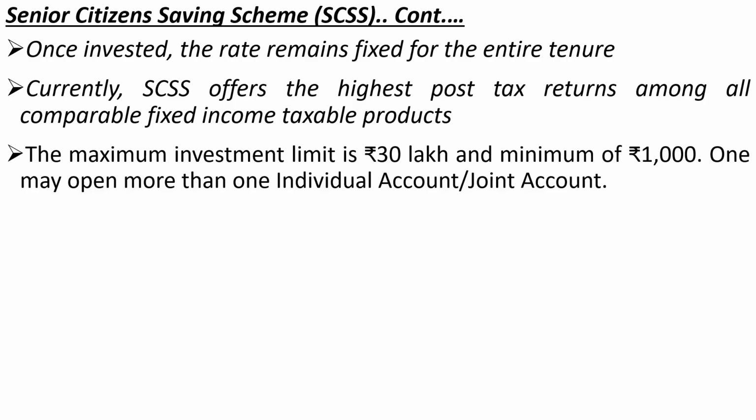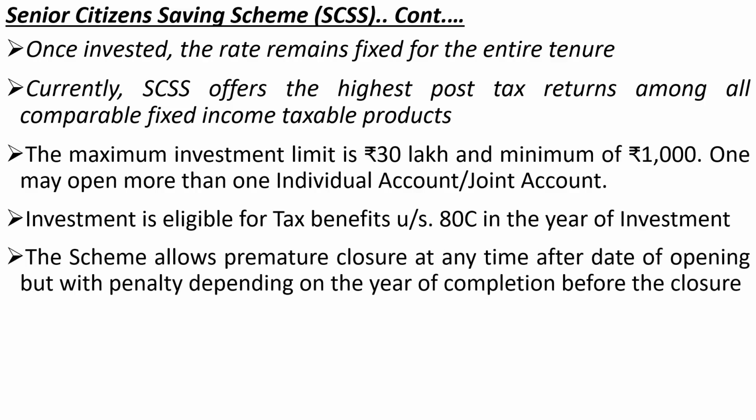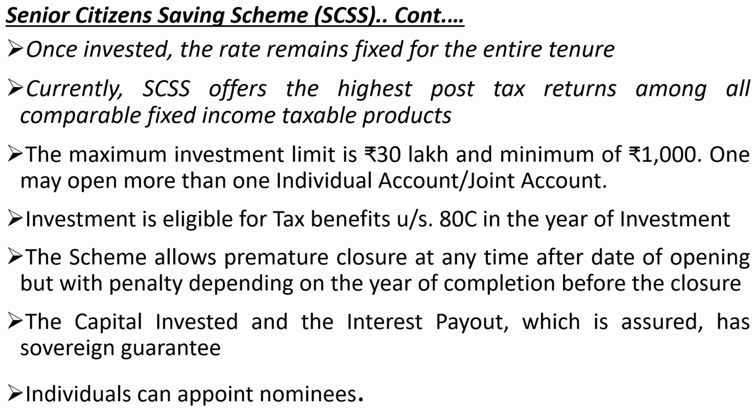One may open more than one individual account or joint account, but the maximum amount is 30 lakhs. The investment is eligible for tax benefit under Section 80C in the year of investment. The scheme allows premature closure at any time after the date of opening but with a penalty depending on the year of completion before the closure. The capital invested and the interest payout are assured with a sovereign guarantee. Individuals can appoint nominees under the SCSS.